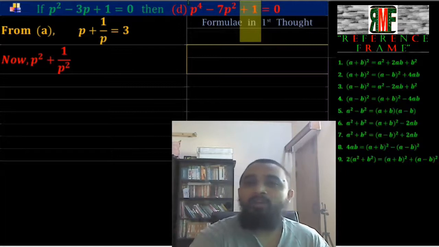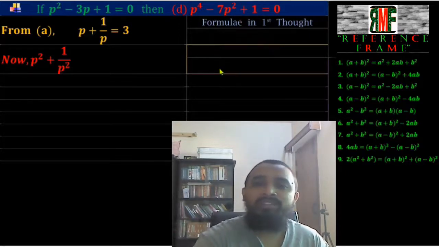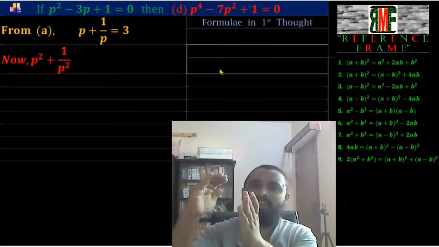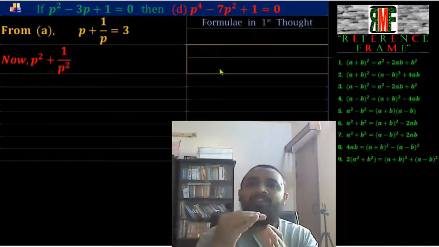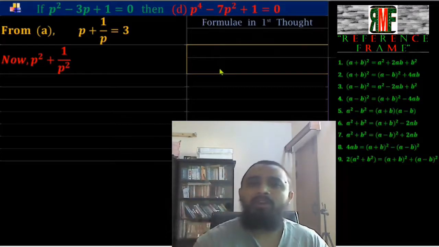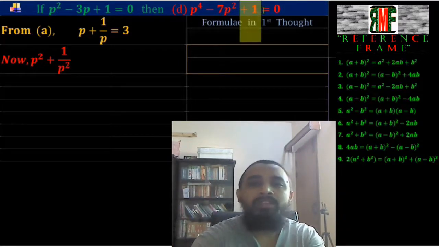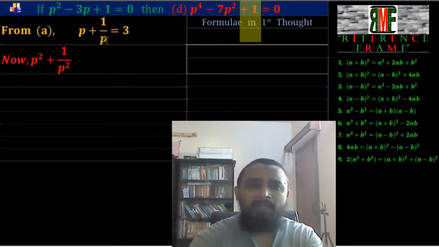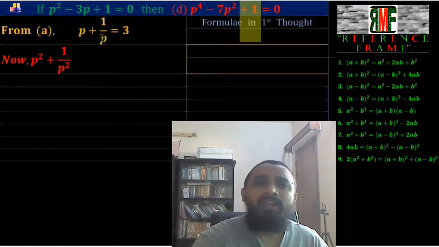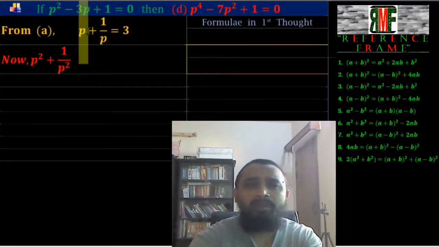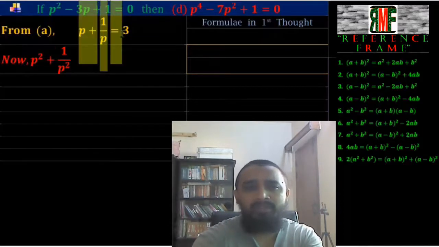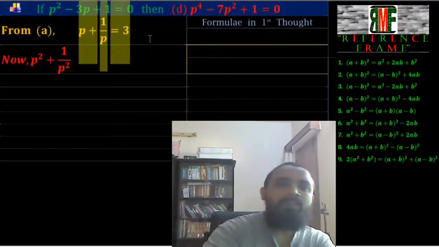Okay, so whenever you have something like this, with the highest index, then half of the index, and then plus 1 or minus 1, in this case we have plus 1. Whenever we have plus 1, we'll find the value of p plus 1 over p, or a plus 1 over a, whatever it is. So there we are.